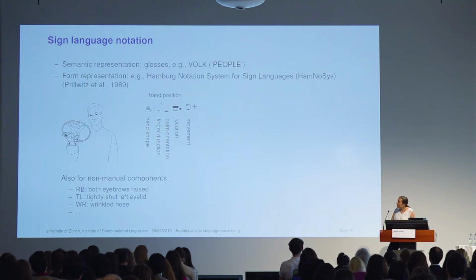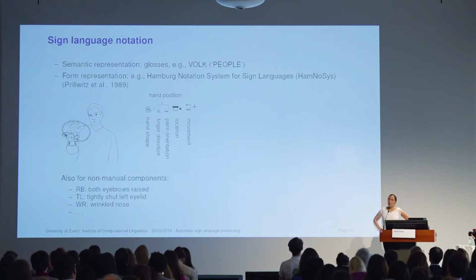For form, what we use is really a notation system that's been shown to be most applicable to automatic sign language processing, a system called the Hamburg Notation System for sign languages, or HamNoSys for short. It provides about 200 symbols to describe what's going on in terms of the physical form of the signs.